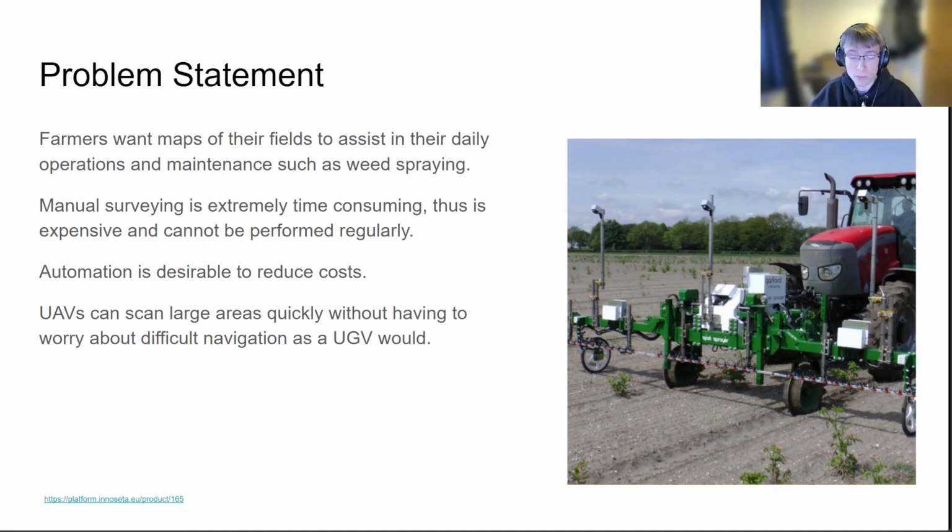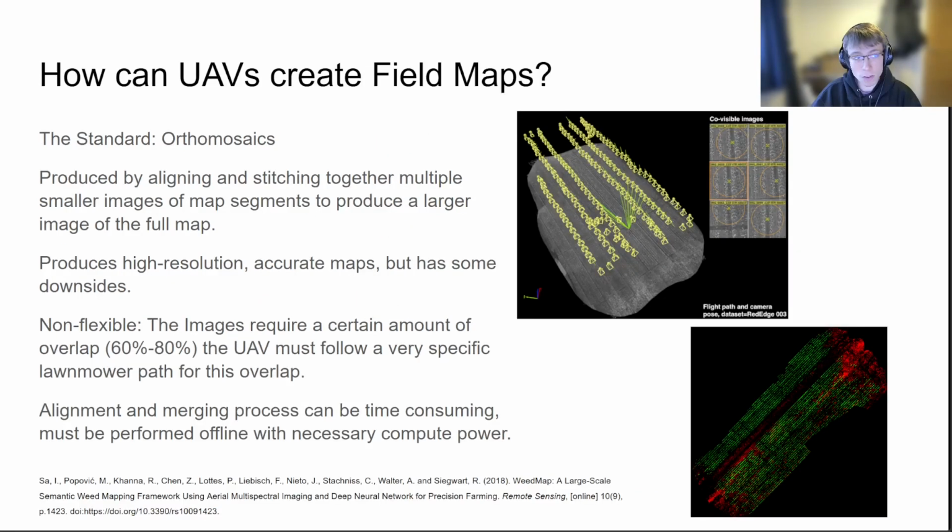The most common way of doing this is through the use of UAVs in order to scan and produce maps of a field quickly. So the industry standard way that UAVs would produce these maps is through orthomosaics. These are made from the UAV flying over the field and taking images with large overlap and then stitching these images together offline in order to produce a very large high-resolution map of the field.